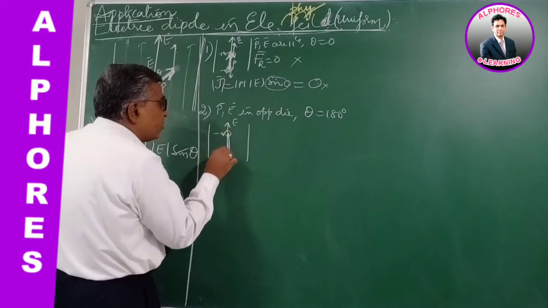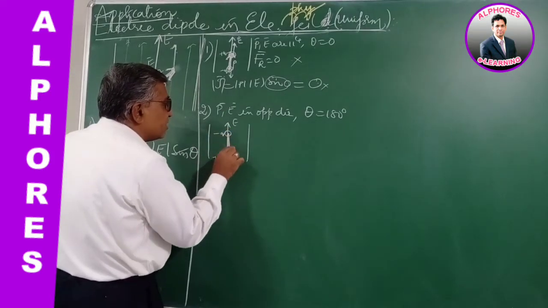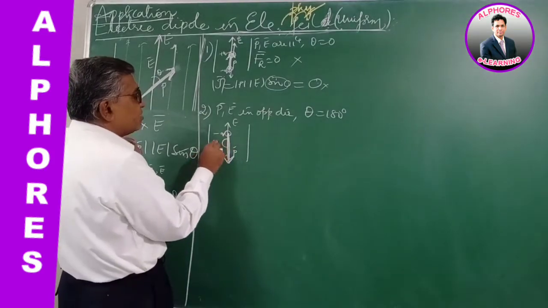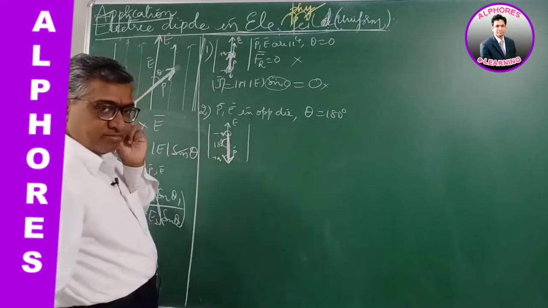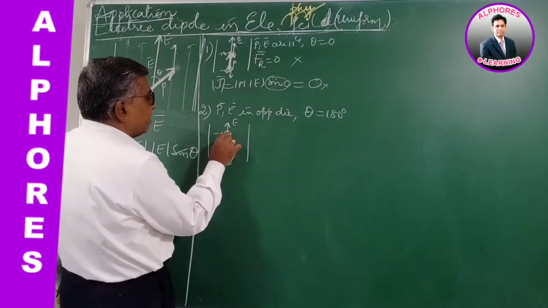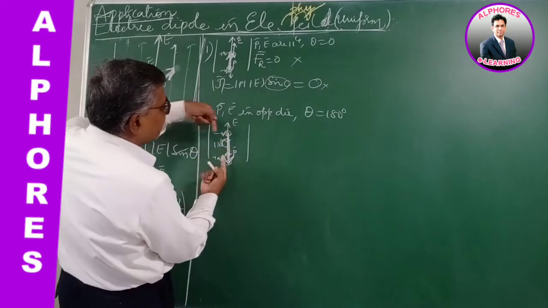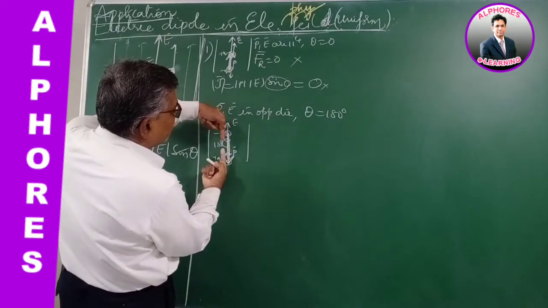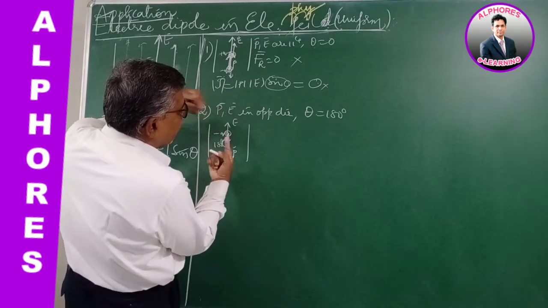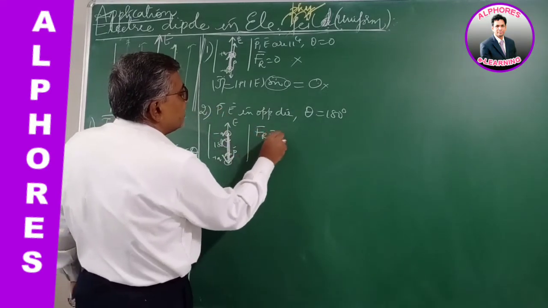Now the dipole moment is in the downward direction, so both are in opposite directions. The angle is 180 degrees. Again, the positive charge experiences force in the direction of the field, and the negative charge in the opposite direction. Both are along the same line, equal and opposite, so they cancel. So the net force is 0.